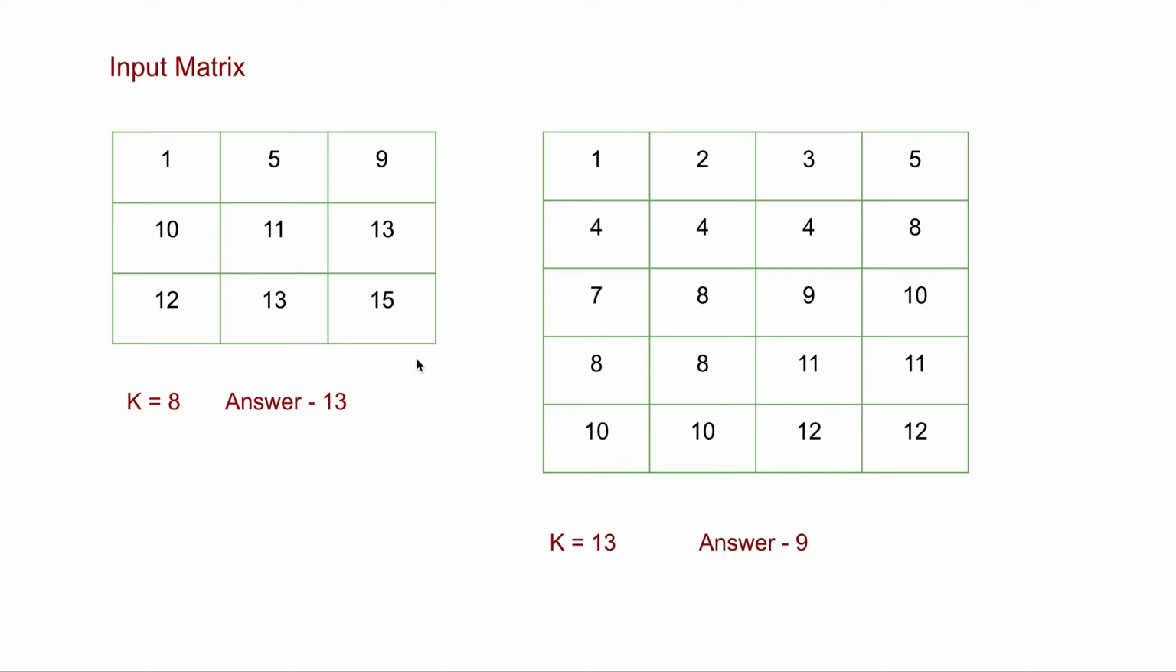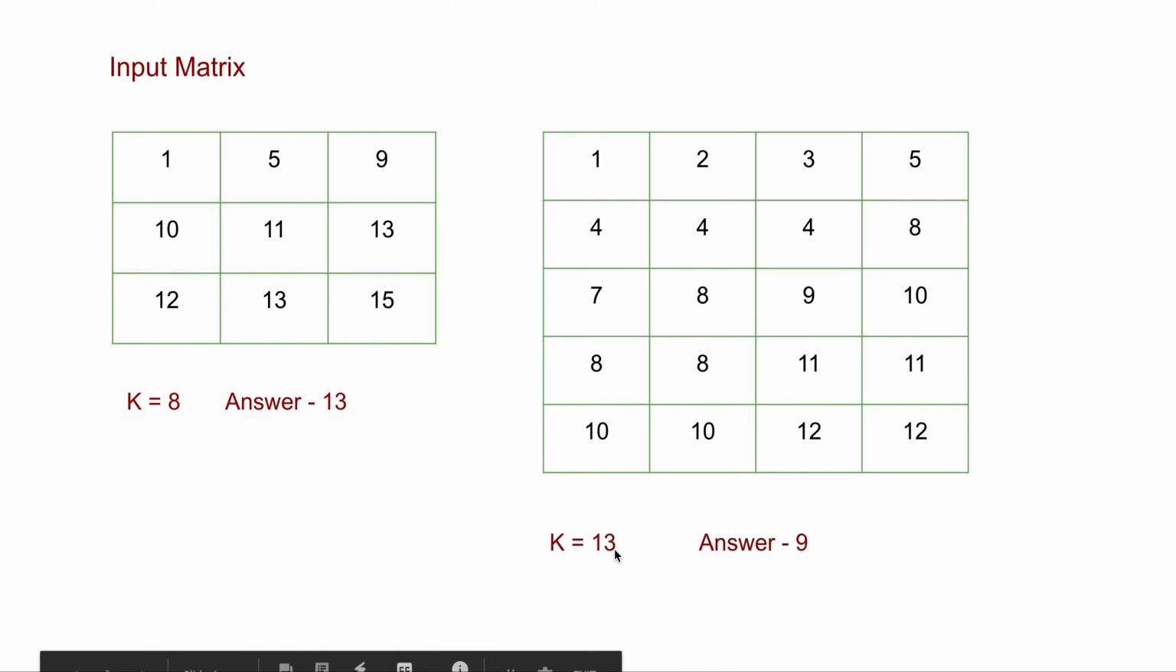This is a sample input matrix and we have to find the 8th smallest element in this matrix. Okay, this matrix has a total of 9 elements and we have to find the 8th smallest. So you can see here that 15 is the largest, so the 8th smallest will be 13. So your answer in this case should be 13. Now let's consider this second example.